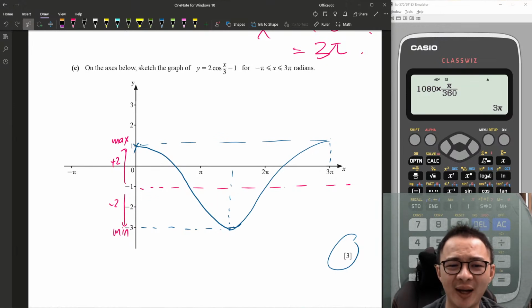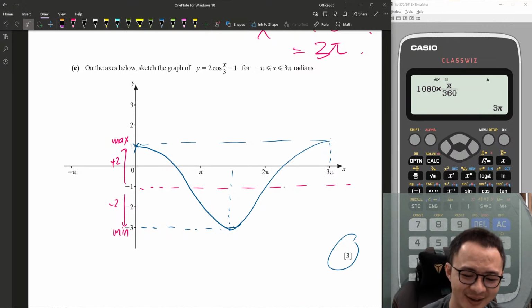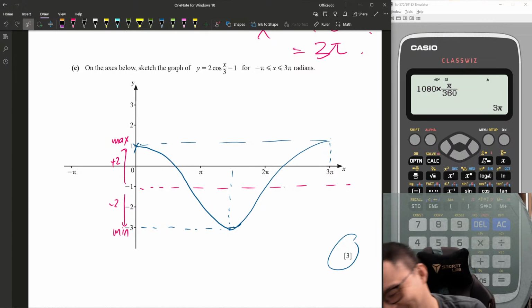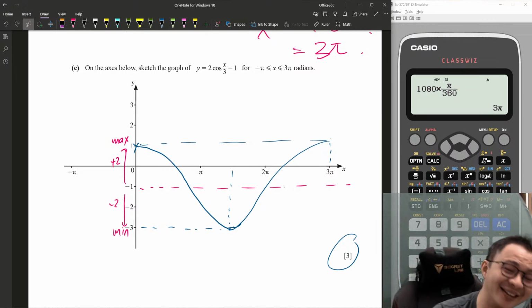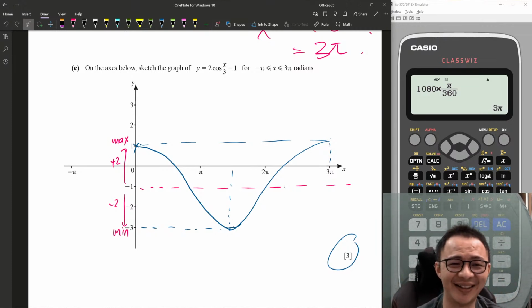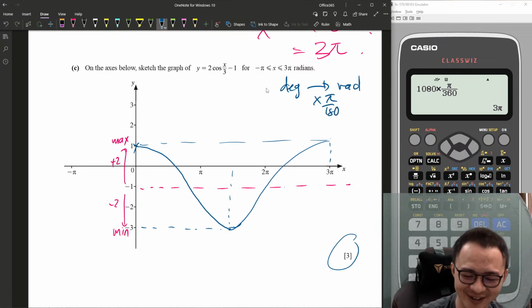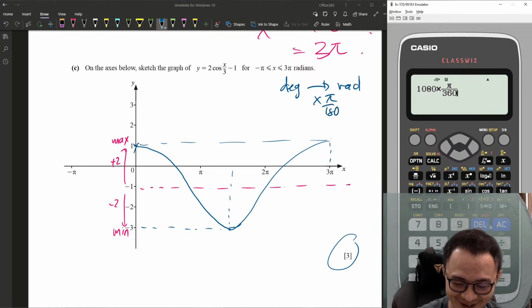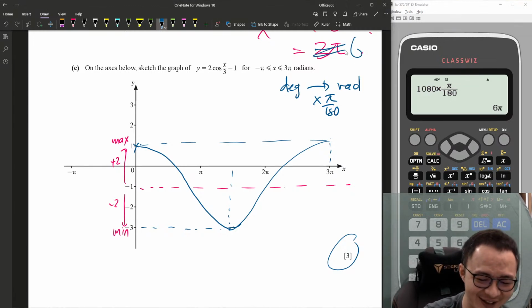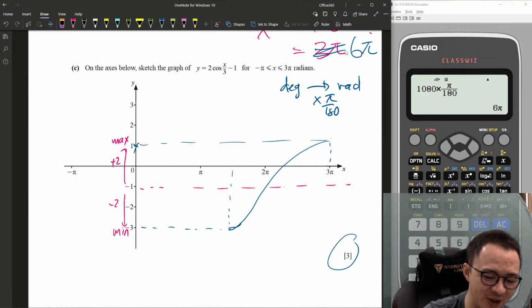Why do we multiply it by pi over 360? Thanks for asking a very good question. Because to convert degree to radian, we only multiply pi over 180. Just now I multiplied 360, which is wrong. So one cycle is 6 pi, so 3 pi will only draw half of it.